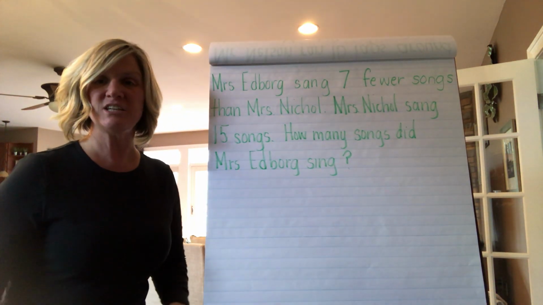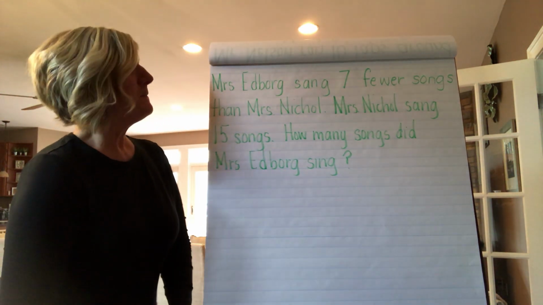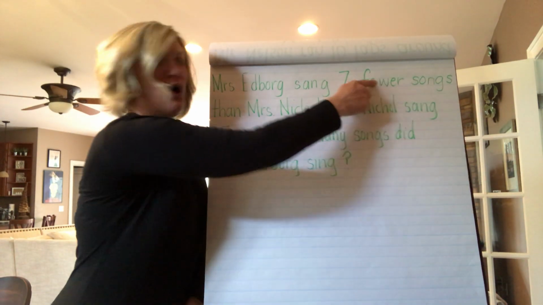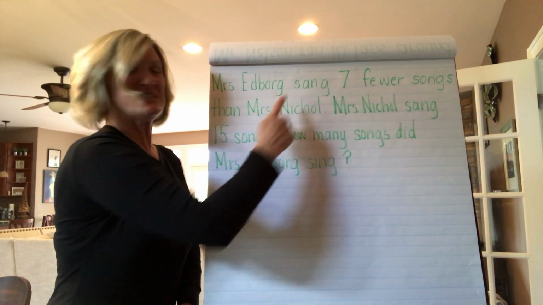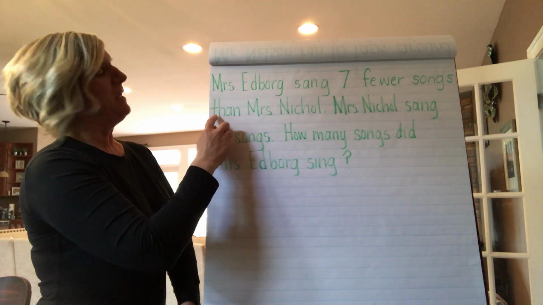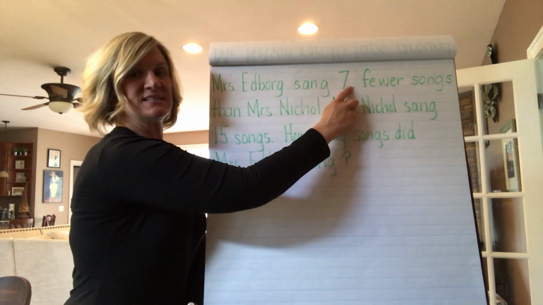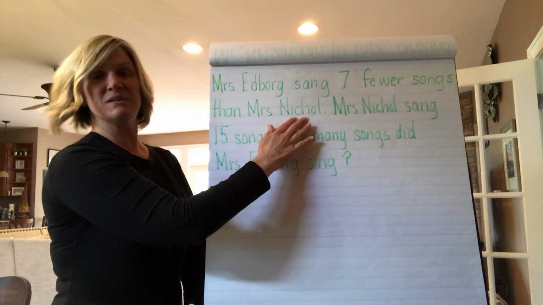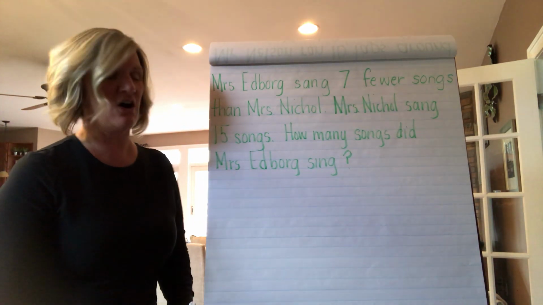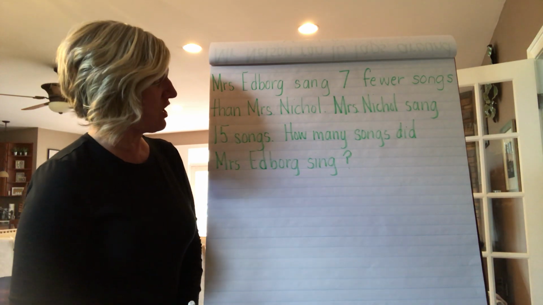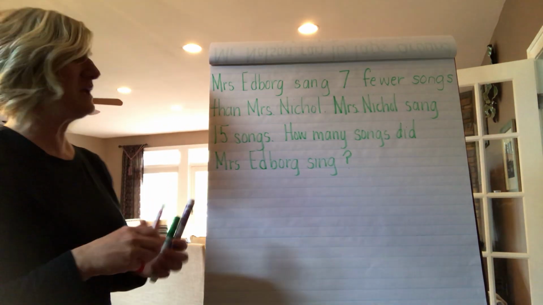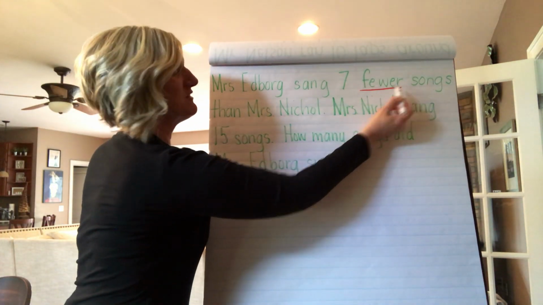Here we go, mathematicians, let's read. Mrs. Edborg sang 7 fewer songs. Oh my gosh, the first sentence, 7 fewer. I bet that's going to go in awesome oval. Mrs. Edborg sang 7 fewer songs than Mrs. Nickel. Mrs. Nickel sang 15 songs. How many songs did Mrs. Edborg sing?